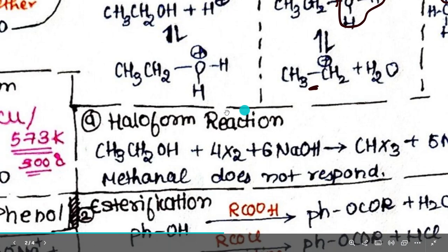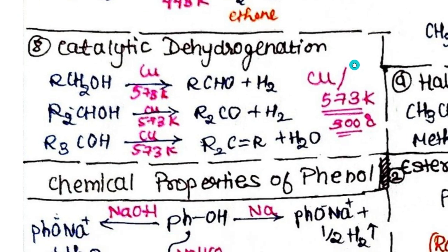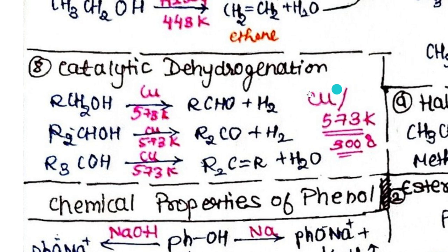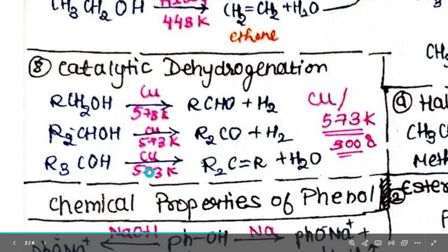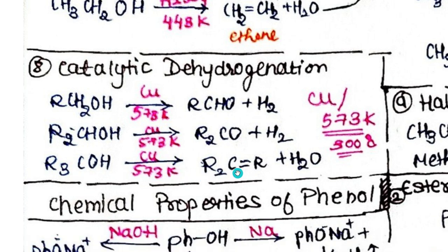Yeah. So next, coming to catalytic dehydrogenation, it is the same process, but the only difference is copper at 573 Kelvin or 300 degrees Celsius has to be given over here instead of H2SO4. Again, primary alcohol in presence of Cu at 573 Kelvin will give us RCHO plus H2. Then R2CHOH, that is secondary alcohol, in presence of Cu and 573 Kelvin will give R2CO plus H2. What is that R2CO? It's ketone. Then R3COH, in presence of Cu and 573 Kelvin, gives R2C=R.